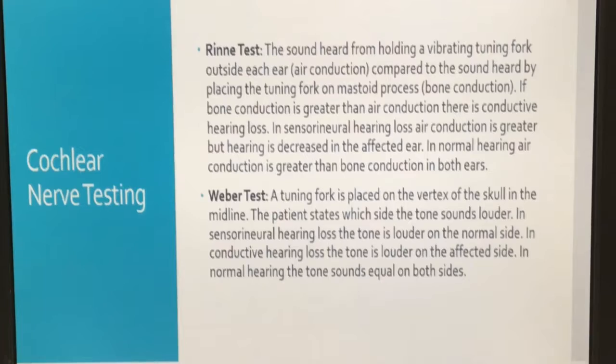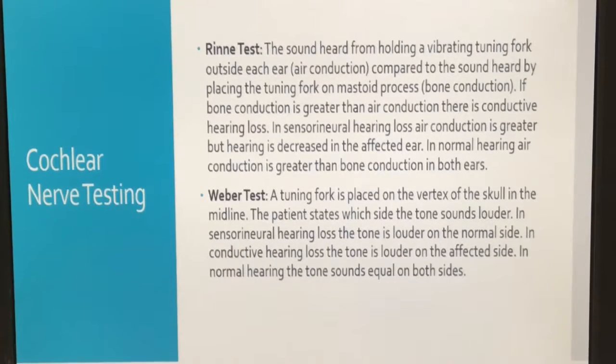For the Weber test, a tuning fork is placed on the vertex of the skull in the midline. The patient states which side the tone sounds louder. In sensorineural hearing loss, the tone is louder on the normal side. In conductive hearing loss, the tone is louder on the affected side. In normal hearing, the tone sounds equal on both sides.